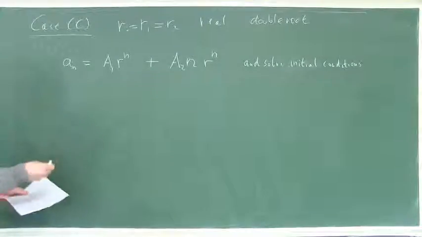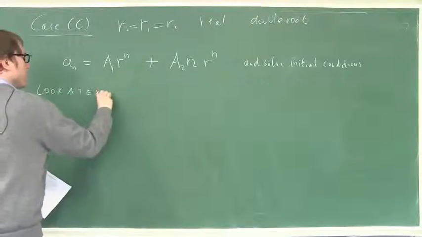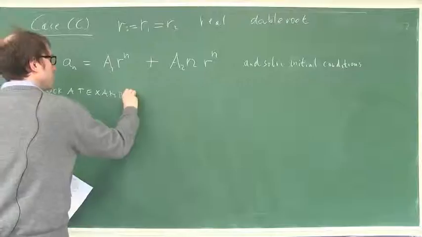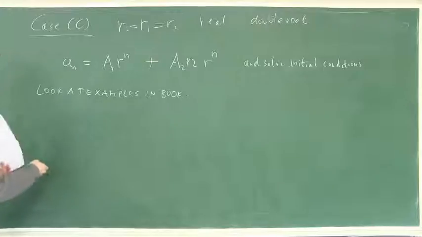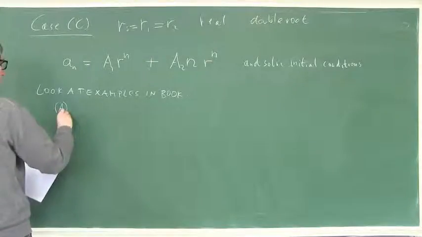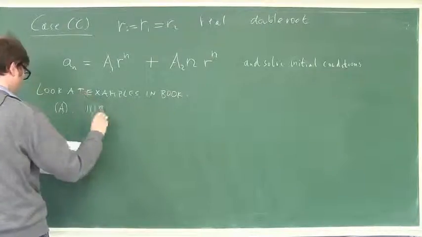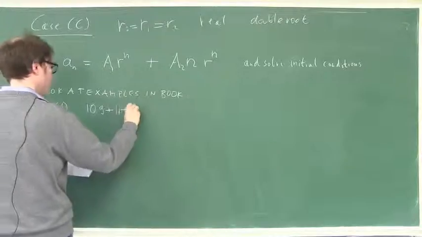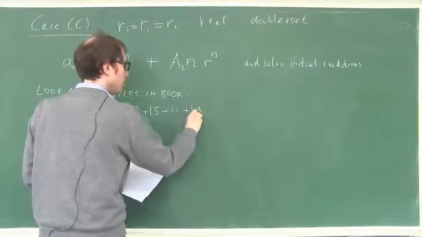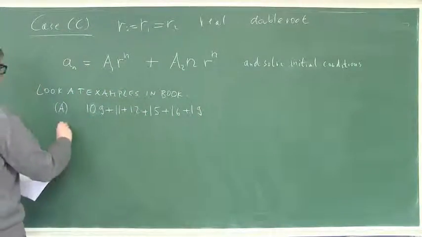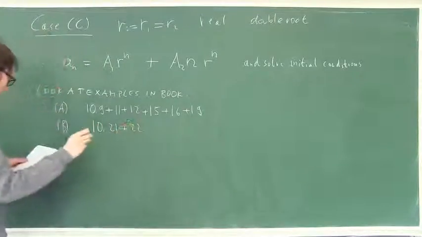Please look at the examples in the book. Let me just write down the most important ones. And of course, do the exercises. So this is for A: 10.9, 10.11, 10.12, 10.15, 10.16, and 10.19. For the complex case, 10.21 and 10.22.